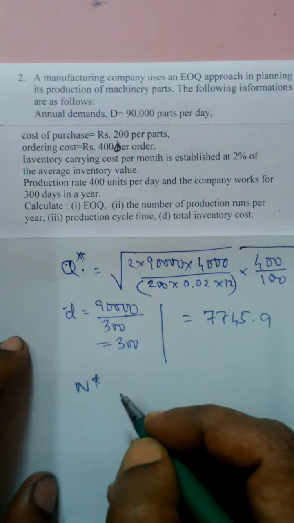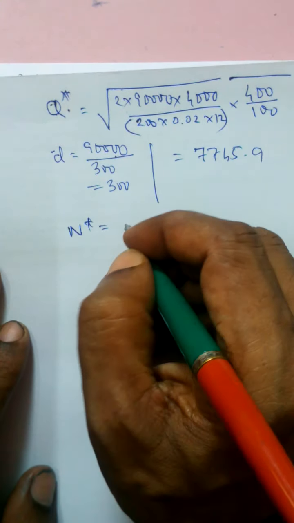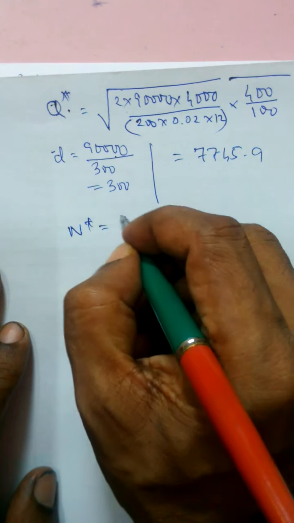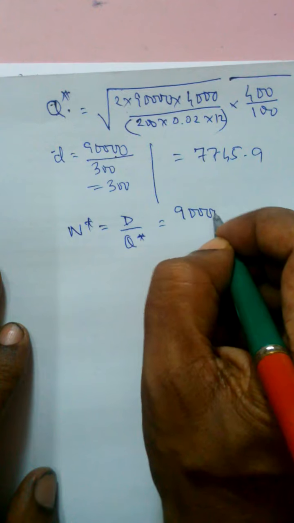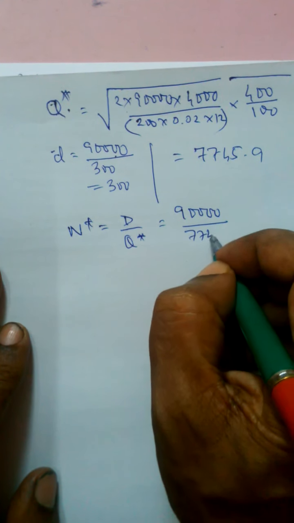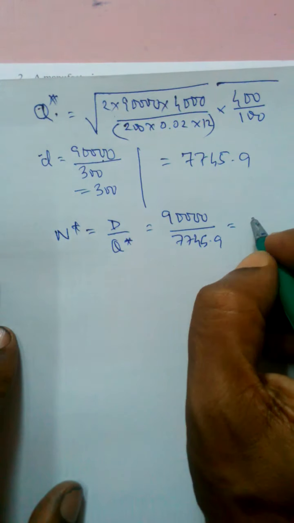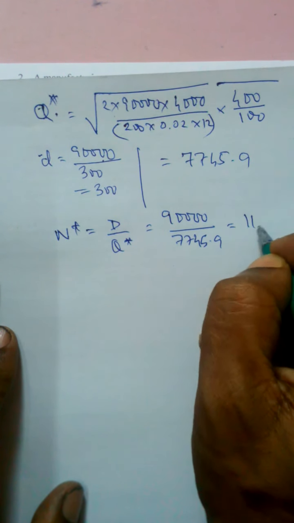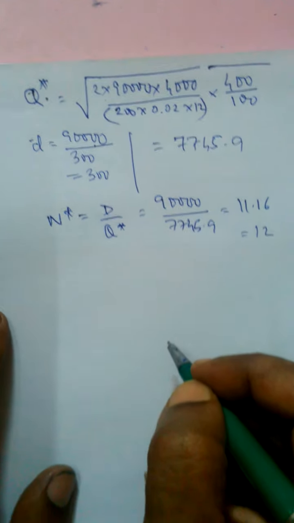Now come to the next one, number of orders. If it is asked in the question, number of production runs, so number, not the time. If it is time cycle, then we'll do the reverse. That is D by Q star, and D is your 90,000 divided by Q star, 7745.9. The result is 11.16, which is almost 12. We can tell the number of orders will be 12.